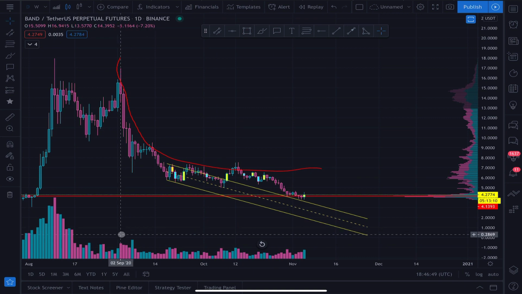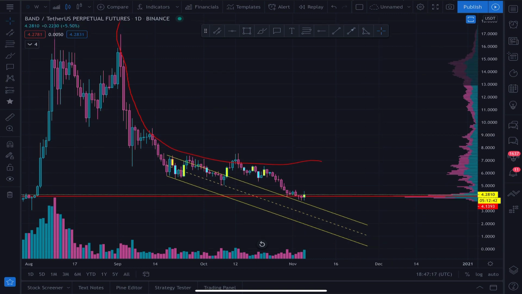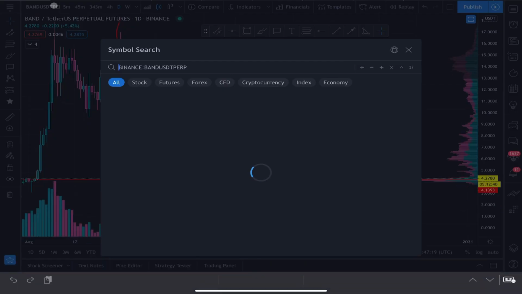There's no whales in Band. That's not a good thing, okay? You want institutional interest, or you at least want heavy players that are going to absorb the coin. They're going to absorb the supply so that if any demand comes in, the price can appreciate very quickly. Right now, we don't have that institutional interest inside of Band. This is on the futures contract, so it could just be, you know what, let's go to spot. Let's go to spot. See if there's any difference in the volume.